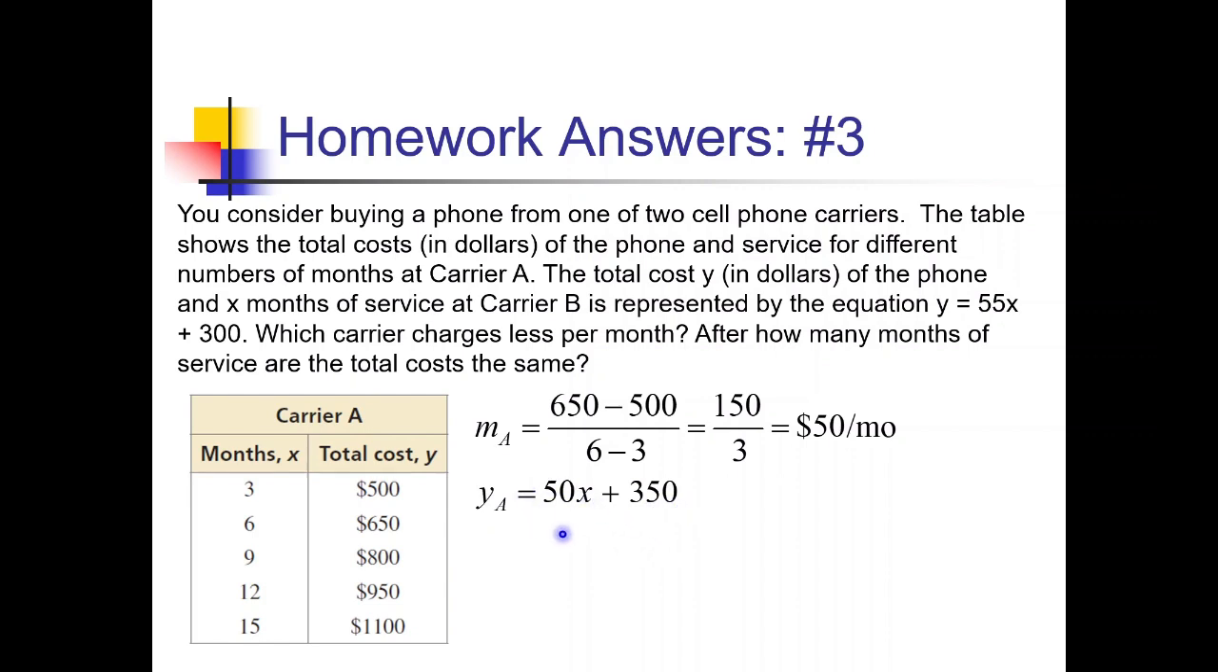So our slope is 50 for carrier A. For carrier B, we have 55. That's the slope in this 55x plus 300. 55 is greater than 50. So that means that carrier A is going to be the one that charges less.